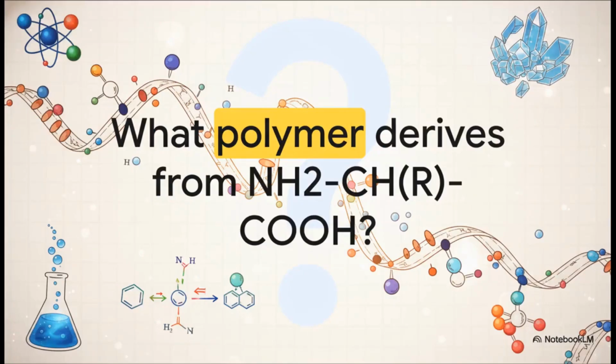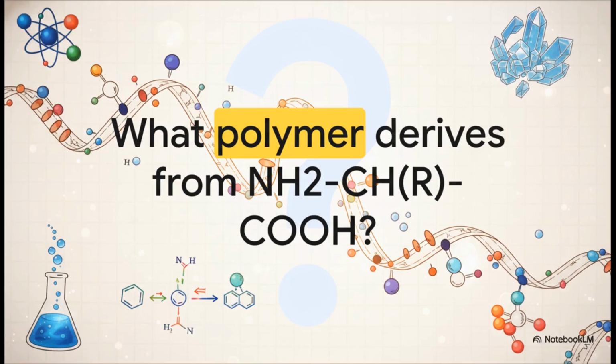Okay, let's tackle this. The question asks, which of the following types of polymers may be derived from monomers of the type NH2-CH(R)-COOH? Your options are A, polyester, B, polyalkene, C, polyamide, or D, polysaccharide.